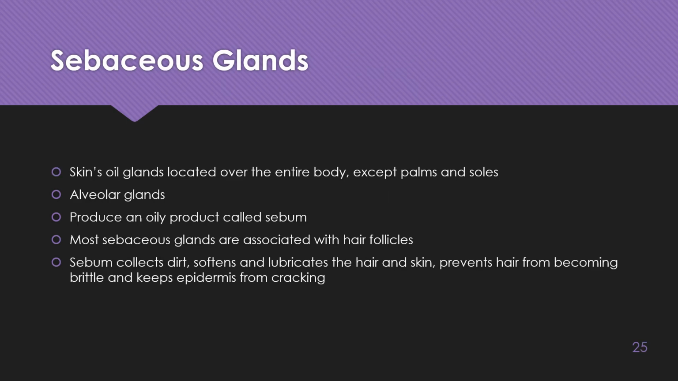Next are our sebaceous glands, also located within the integumentary system. These are our skin's oil glands, and they are located all over the body with the exception of our palms and the soles of our feet. These are alveolar glands, and they produce an oily product called sebum. Most of our sebaceous glands are associated with hair follicles. This is kind of what gives your hair a greasy appearance.